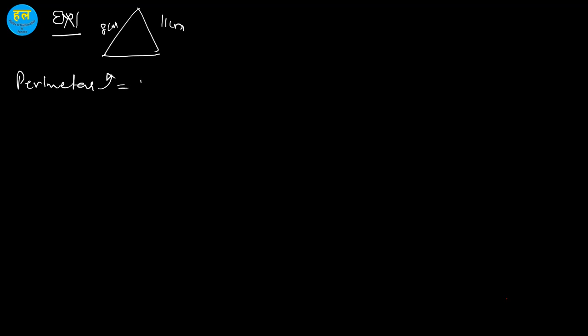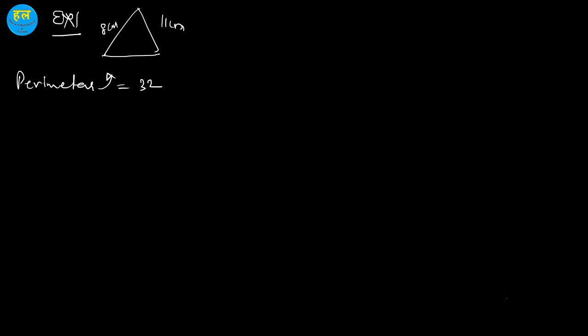Let's do example number 1. What does example number 1 say? Find the area of a triangle, two sides of which are 8 cm and 11 cm. What we have to do? We have to find the area of the triangle. Two of the sides are 8 cm and 11 cm, and the perimeter of this triangle is 32.